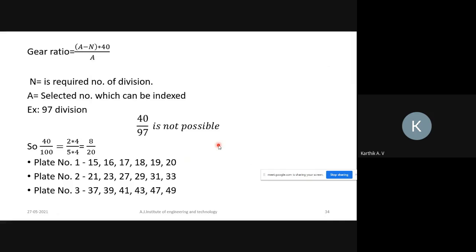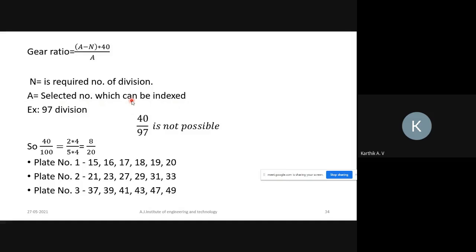Some examples are given here. The actual calculation method is this one. All of you take down the formula: (A minus N) into 40 divided by A. Here N is the required number of divisions, and A is a selected number which can be indexed. That is called A. What can be indexed is a single number.